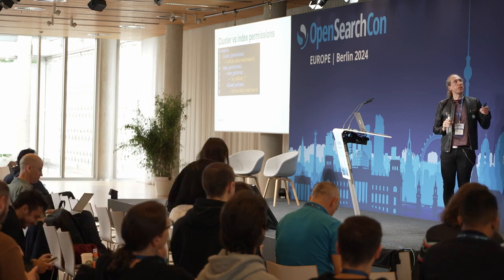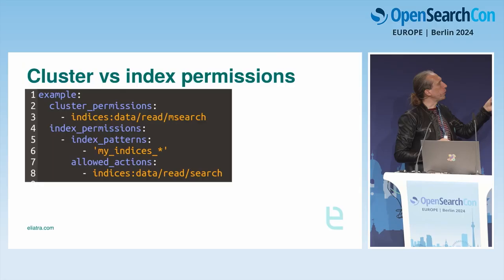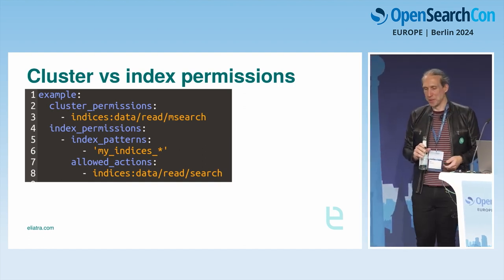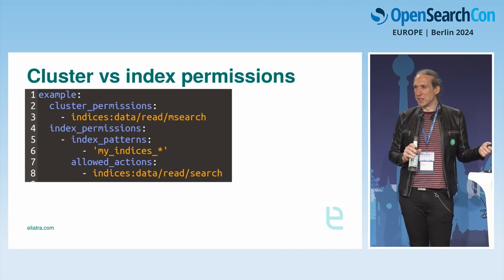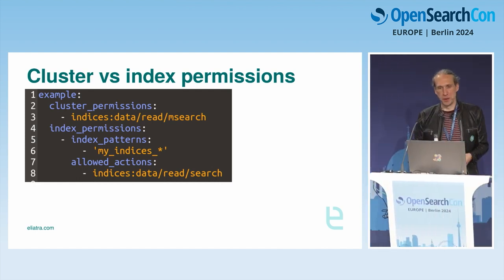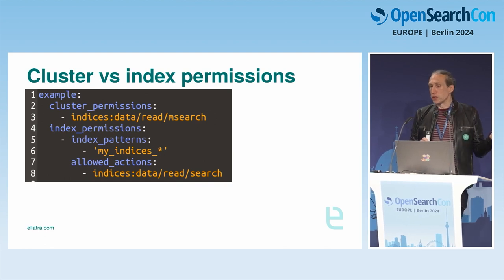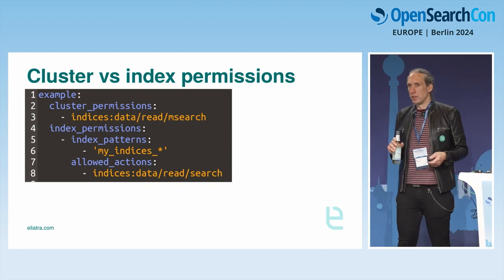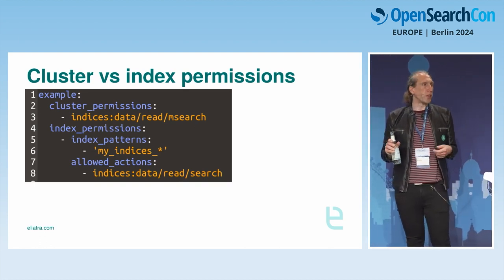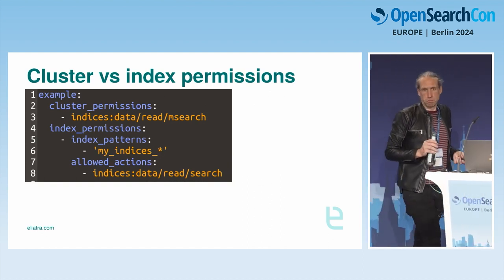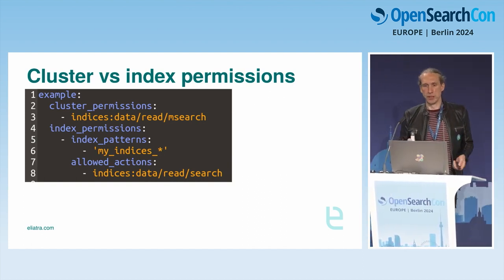But yeah, it's misleading. You see, both action IDs start with indices, but one is ending up in the cluster permissions and one is ending up in the indices permissions. That's confusing, but it needs to be this way. You could also add this msearch to the index permissions. Nothing will prevent you from that. You won't get a validation error message, but nothing will happen. It won't have any effect.